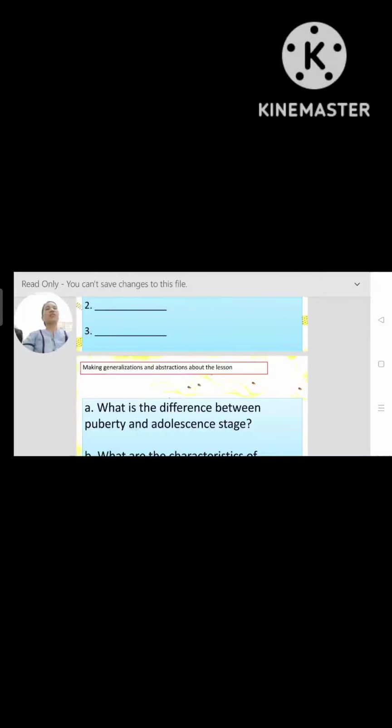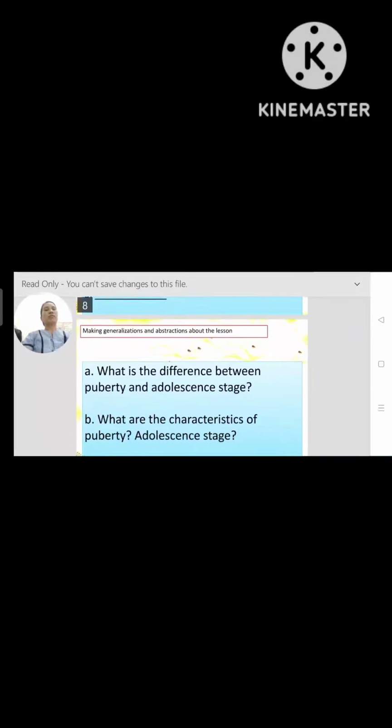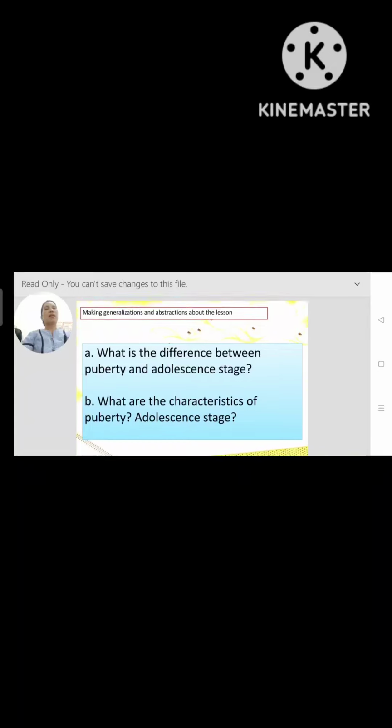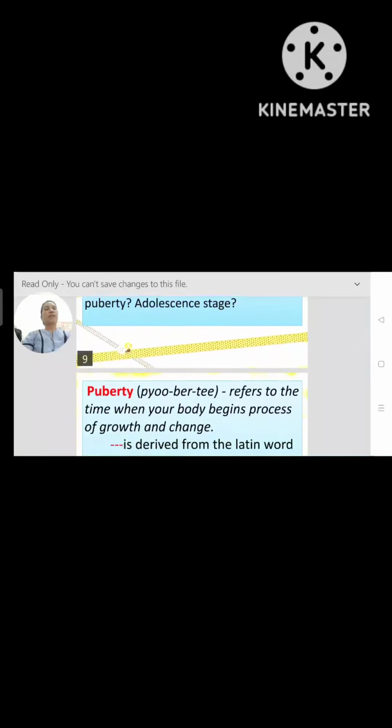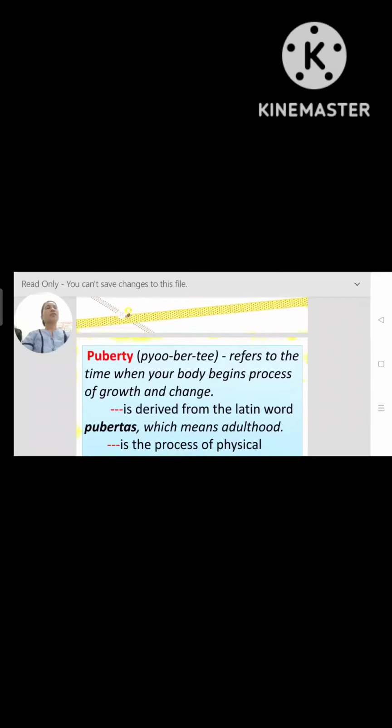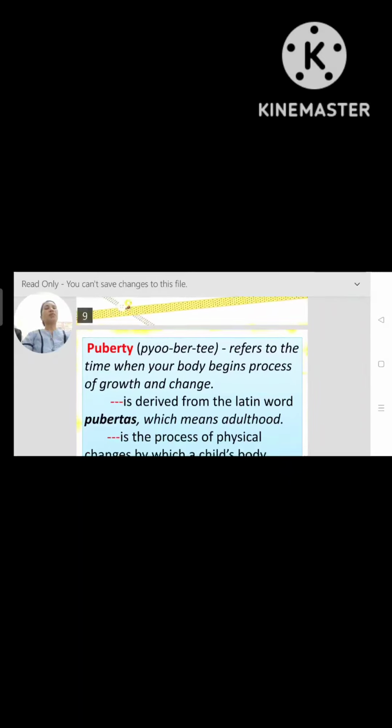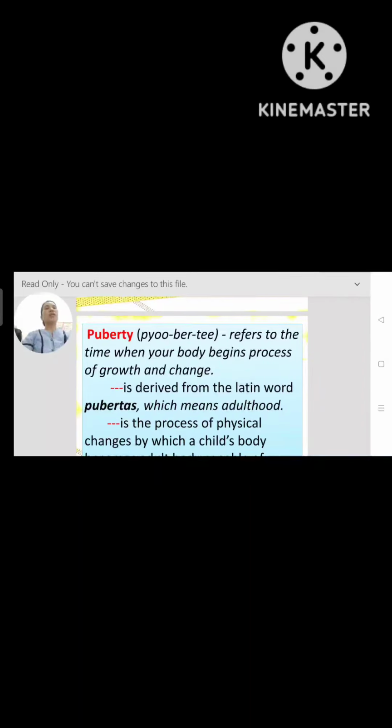Let's have a generalization and abstractions about the lesson. A. What is the difference between puberty and adolescent stages? B. What are the characteristics of puberty and adolescent stage? So let's discuss about the puberty, or what is the meaning of puberty.